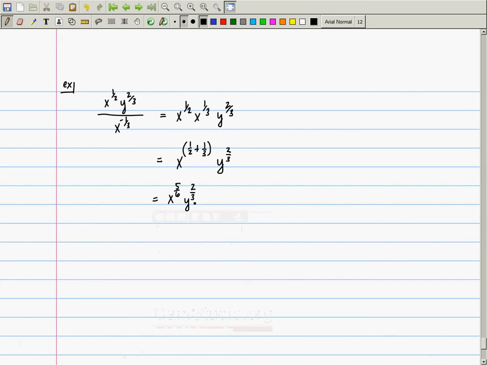Good. That is because 1/2 plus 1/3 is equal to 3 over 6 plus 2 over 6. Question about this example?